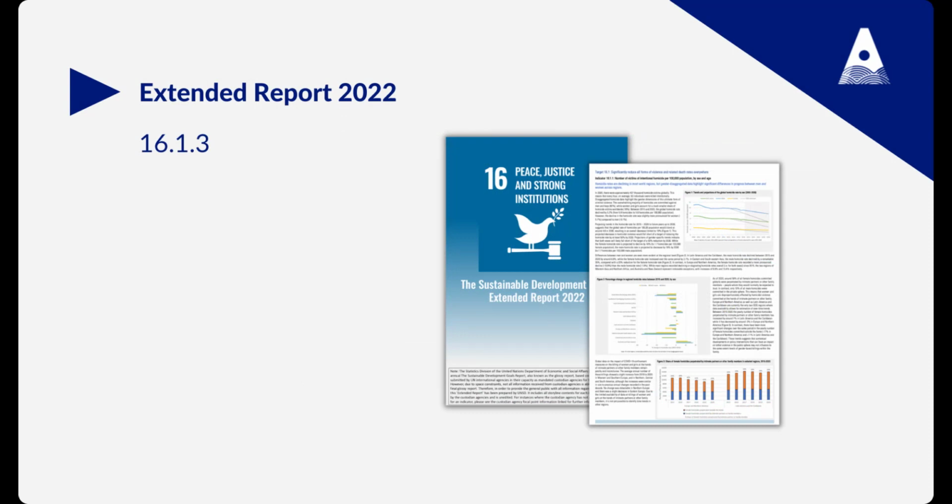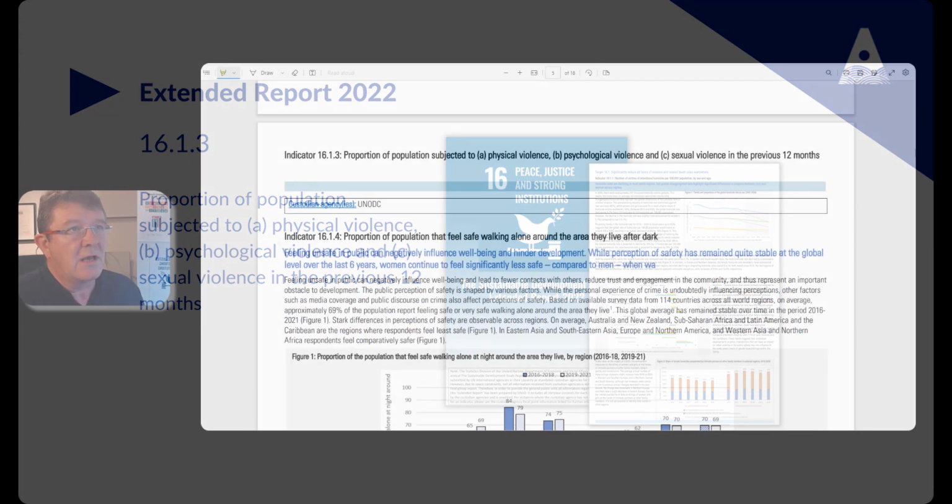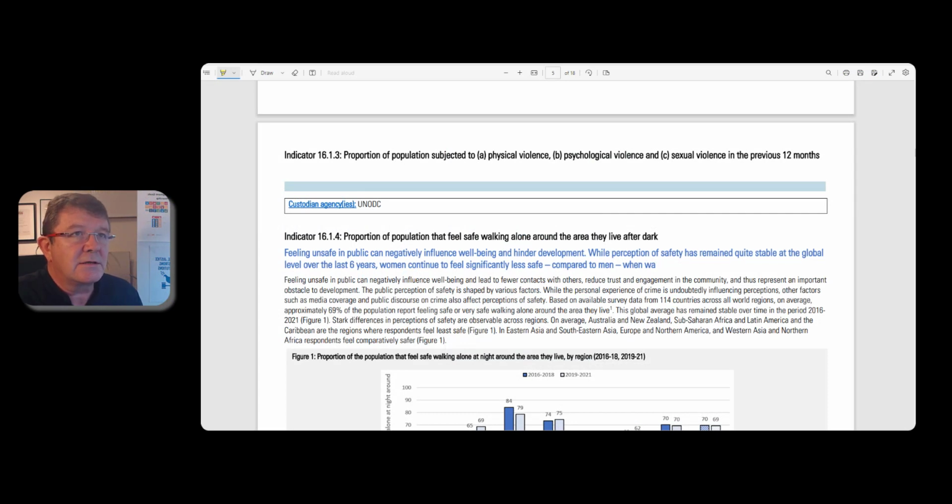Indicator 16.1.3, proportion of population subjected to physical violence, psychological violence, and/or sexual violence in the previous 12 months. They don't give any statistics for this in the report, but you can look up some agencies if you want to find out more detailed statistics on it. They are, of course, quite difficult parameters to monitor.